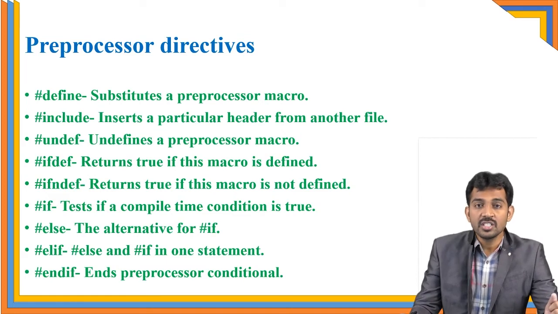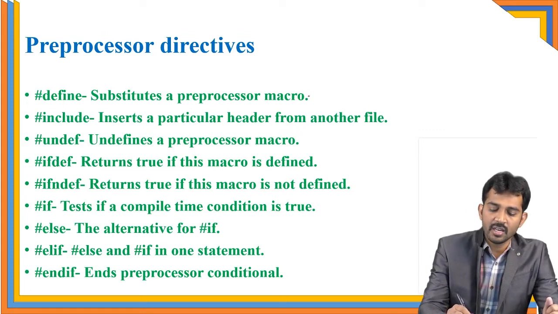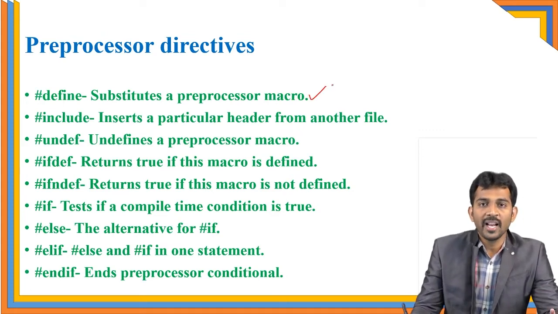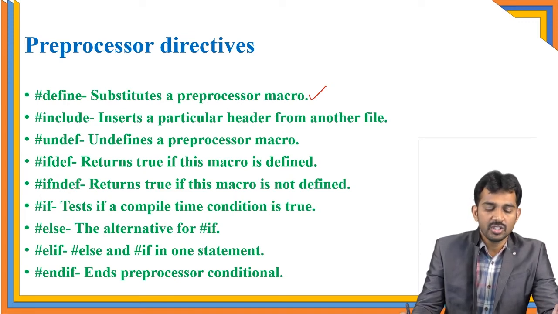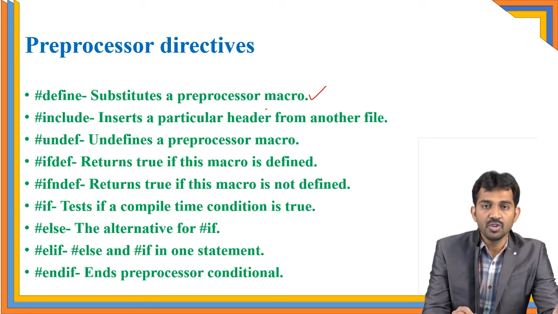Up to now, we have seen only the #include pre-processor directive. Many pre-processor directives are available, as shown here. The first one is #define. If you want to define any predefined values or functions, you use #define, which substitutes a pre-processor macro. And #include, you know already, inserts a particular header file into your program.